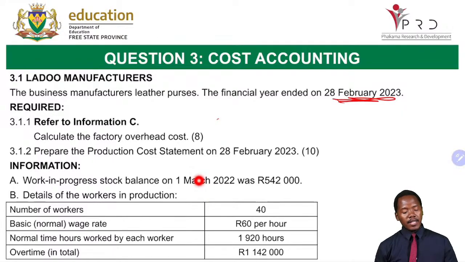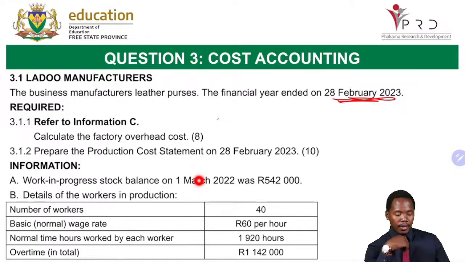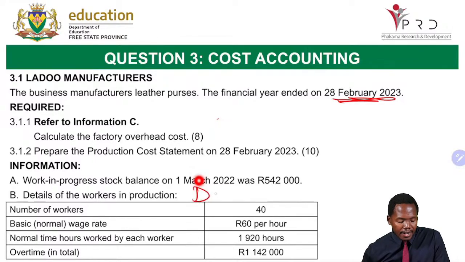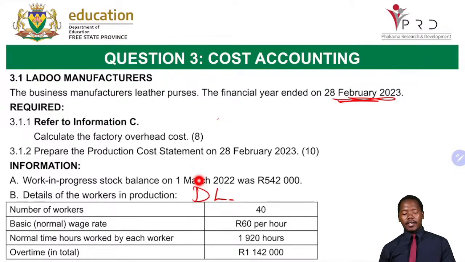3.1.1, refer to information C, calculate the factory overhead cost. 3.1.2, prepare the production cost statement on 28 February 2023. That is for 10 marks. Okay. Information A, work in progress stock balance on 1 March 2022 was 542,000. Information B, details of workers in the production, meaning this is our direct labor, you would all agree.